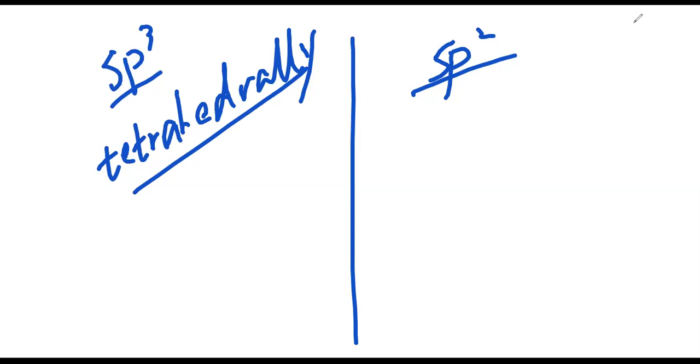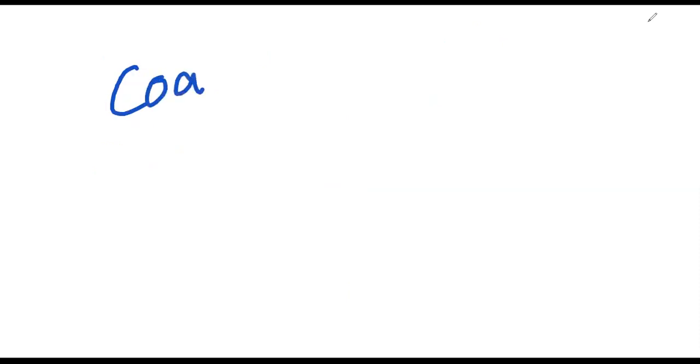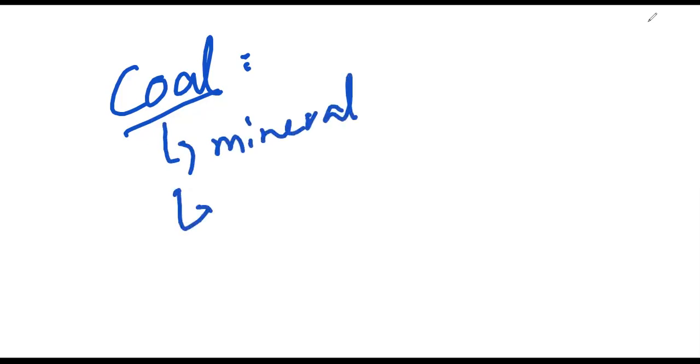Coal. These are the crystalline forms. The forms we have discussed, diamond and graphite, are the crystalline allotropes of carbon. Now, for the amorphous forms, the first is coal. Coal is the amorphous form of carbon found as a mineral. It is a mineral extracted from ores. It comes out from inside the ground.